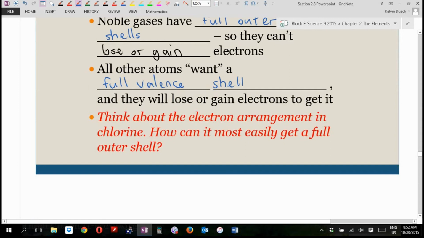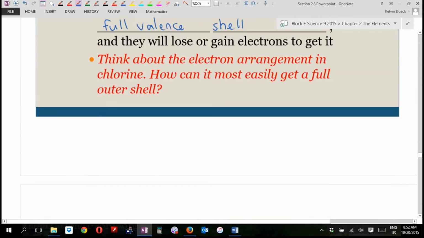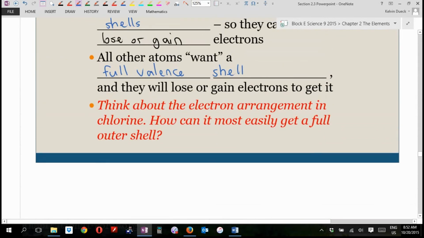So think about the electron in chlorine. How can it most easily get a full outer shell? Find chlorine on your periodic table. How many electrons does it have in its valence shell? Count across from the left. How far over is chlorine? 7. It has 7 electrons in its outer shell. Now, it could either, to get a full shell, lose all 7, or what else could it do to get a full shell? Gain 1. Hey, what do you think is easier? Chlorine wants to gain 1 electron.